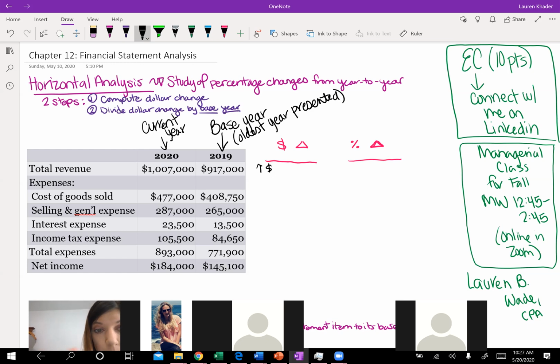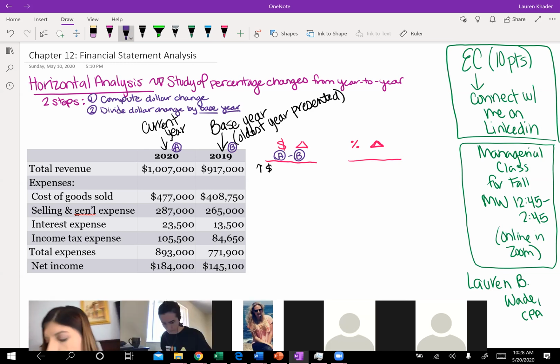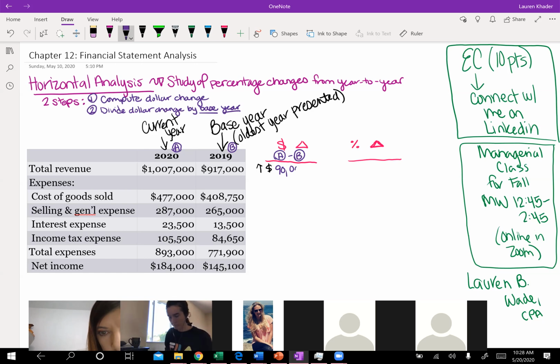A minus B. How much did revenue increase? By 90,000. $90,000, correct. And revenue increased by 90,000.